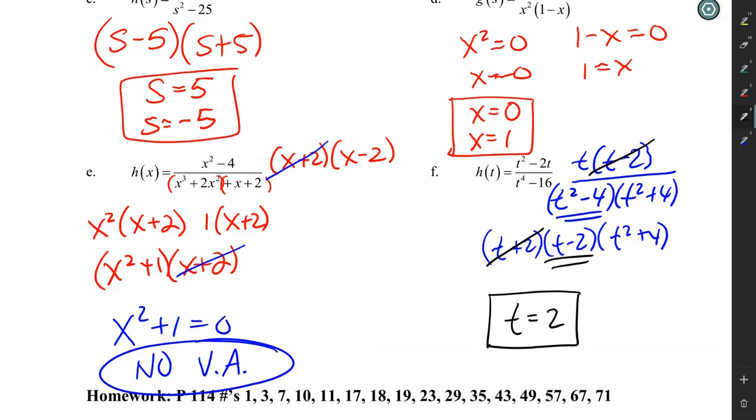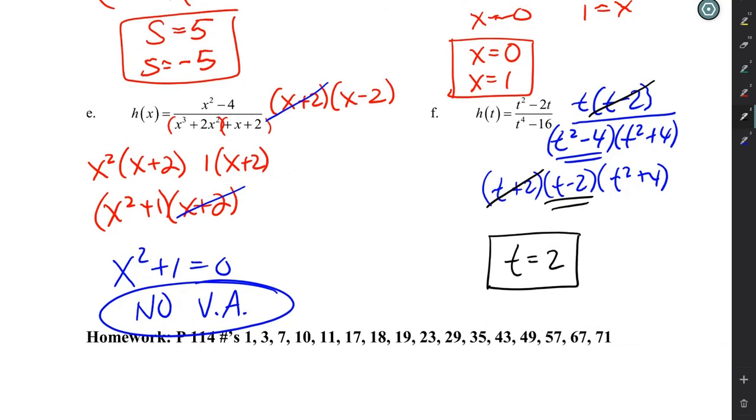So a lot of this is review from Unit 1, finding vertical and horizontal asymptotes. Please work on your homework and come see me if you have any questions.